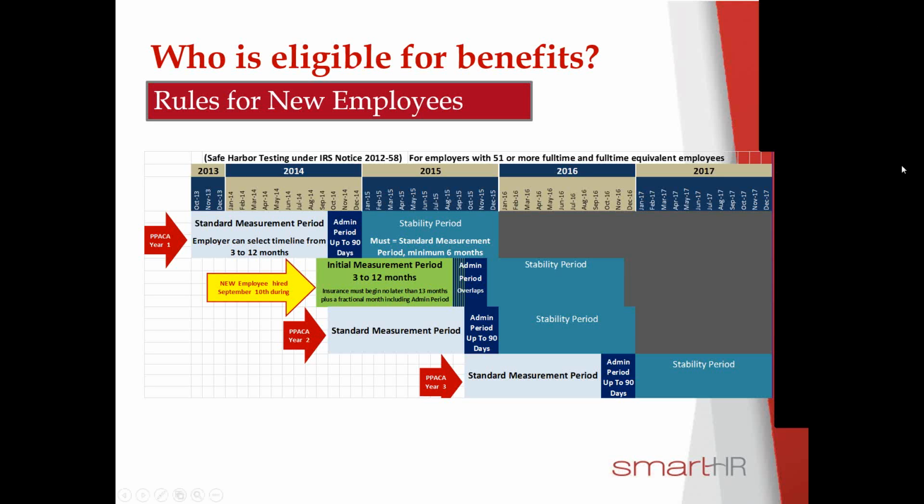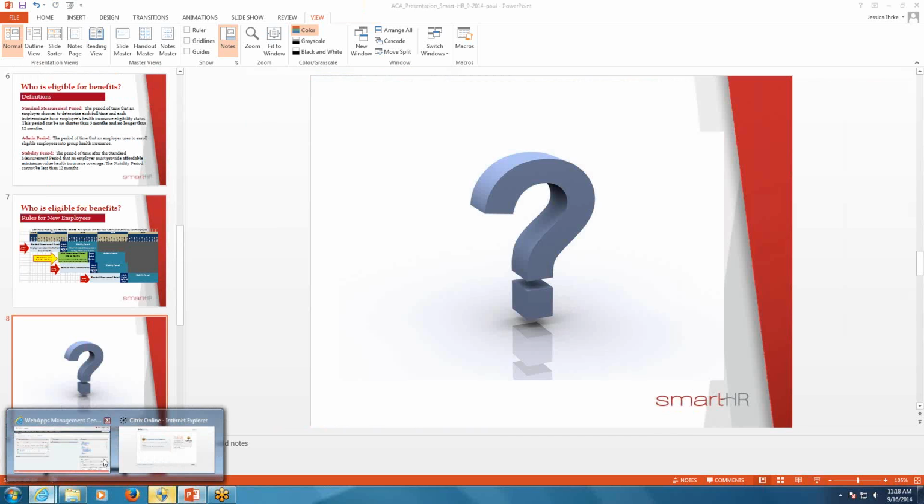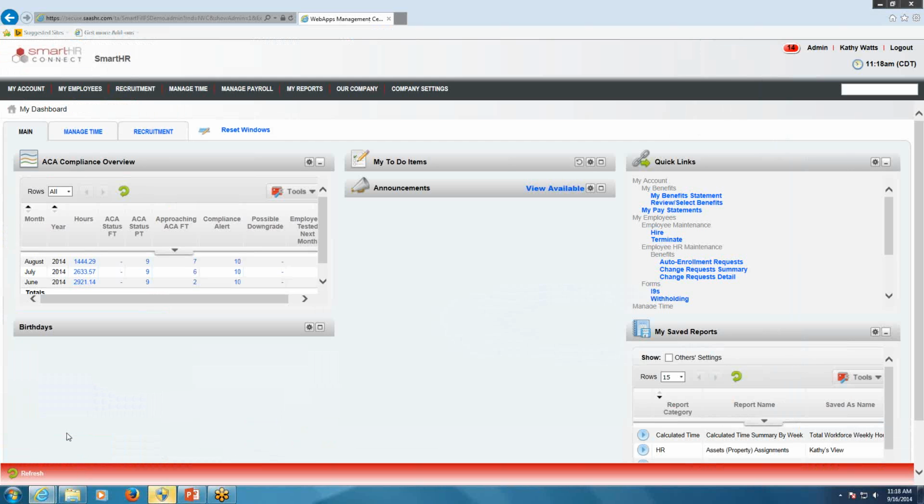Go ahead and you can start the demonstration of the ACA tracking tool. Okay, good morning everyone, and thank you Jess and Paul. What I'm going to do is show you how the data is utilized within the system and demonstrate some of the reporting features of SmartHR's ACA module and how it will tie into some of the information that Paul just covered. Okay, here we go.